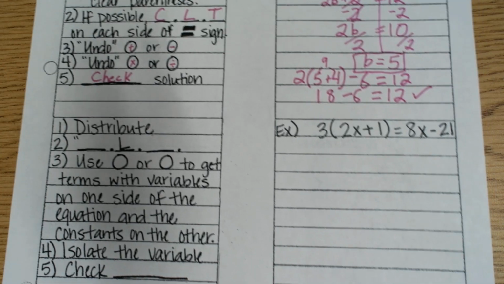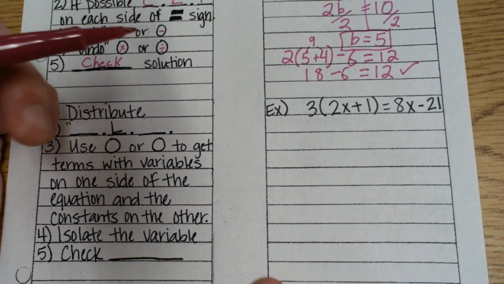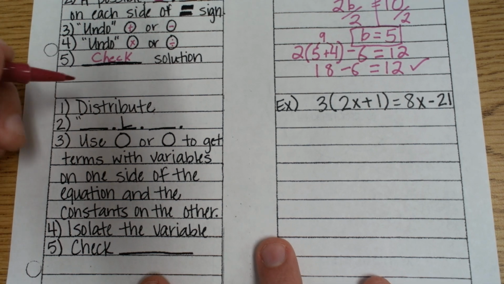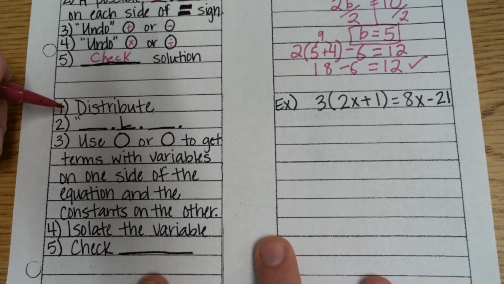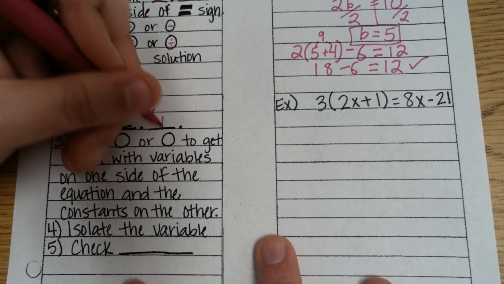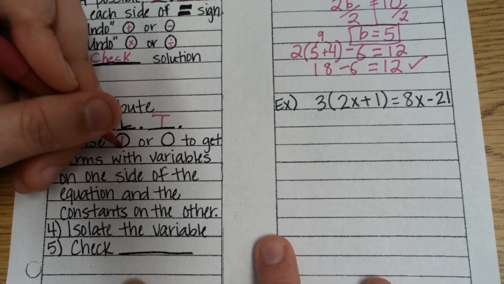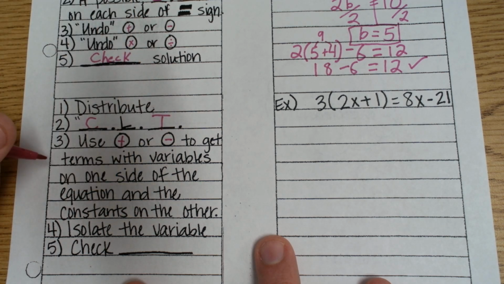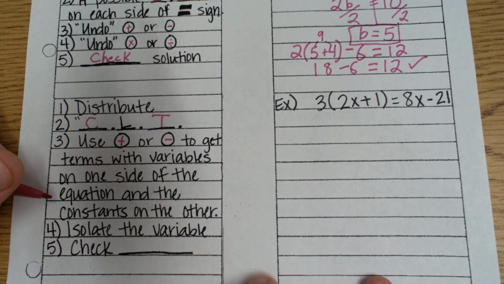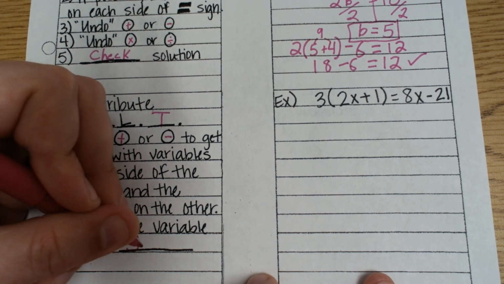Last but not least, we're going to take and put this all together to solve an equation that has variables on both sides. So the steps I'll go through: distribute, then combine like terms, then use addition or subtraction to get the terms with variables on one side and the constants on the other. I'll isolate the variable and then finally check my solution.